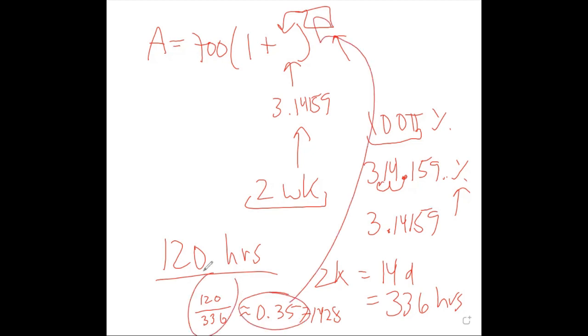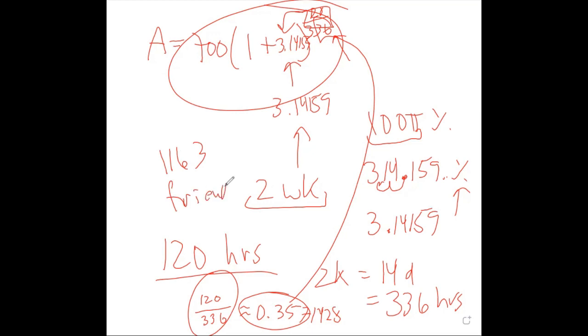If you want, just keep the fraction, 120 out of 336. And this is 3.14159. If you type all of that into your calculator, it should give you the answer, which was about 1163. 1163 friends on your MySpace page. So this answer is believable, because it's growth. It grew from 700 to something more.